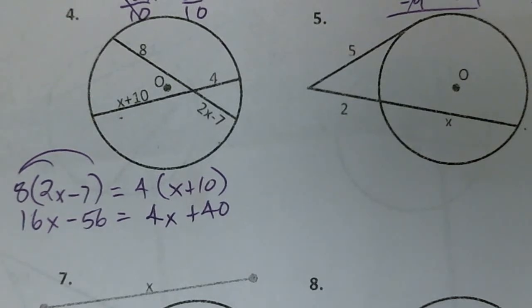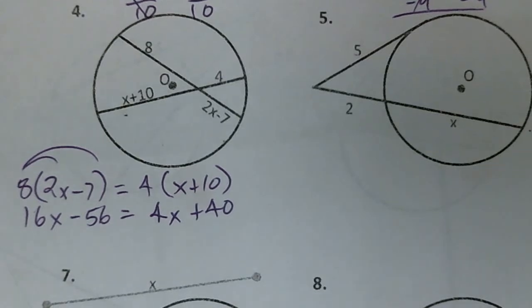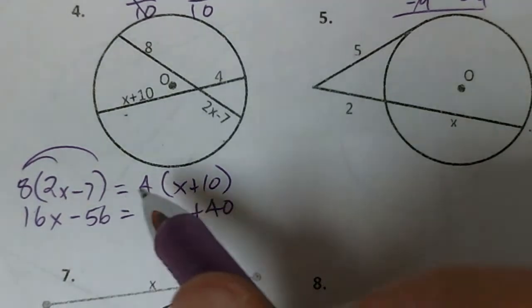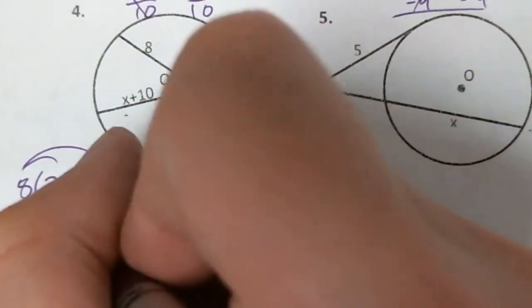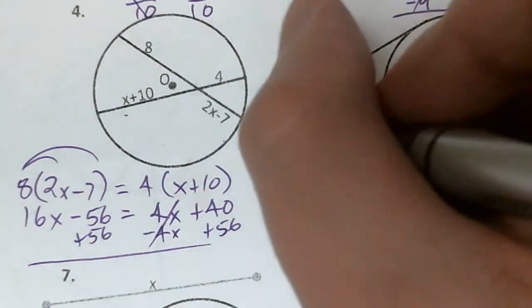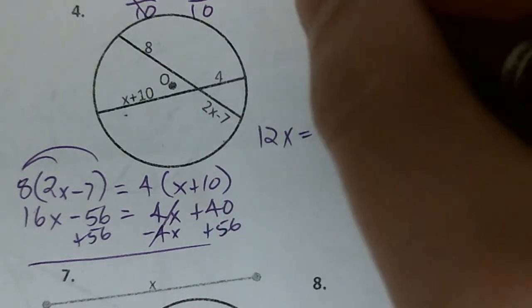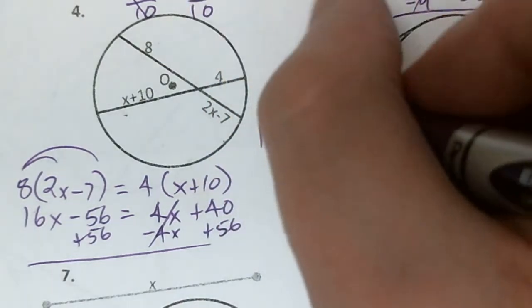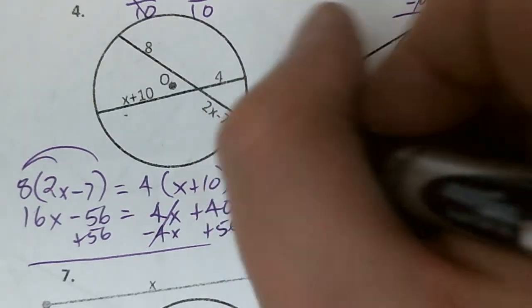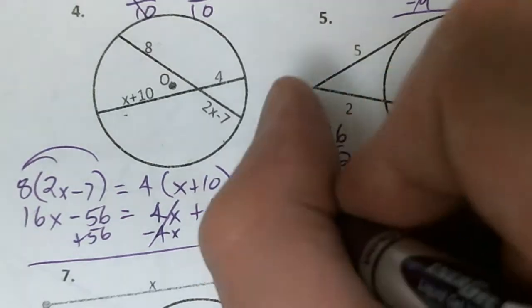And again, if we need to pause the video, you can pause the video, make sure everybody's caught up, make sure I'm not going too fast. All right, let's solve. Let's subtract 4x from both sides. Let's add 56 to both sides. And so I'm going to get 16 minus 4, I'm going to get 12x is equal to 40 plus 56, which is 96. I'm going to divide by 12. And finally, we get a nice round whole number.